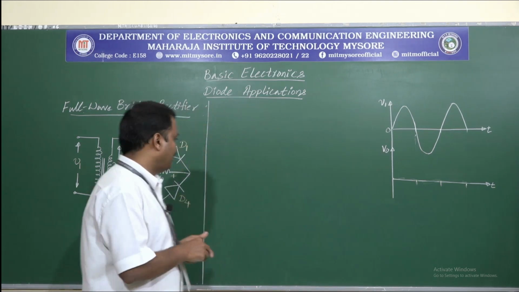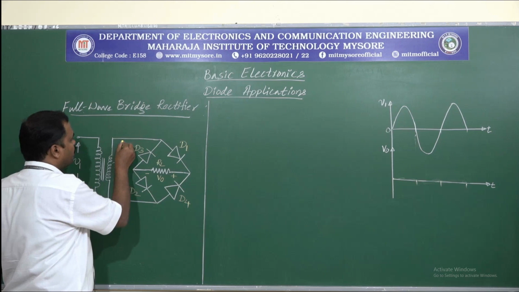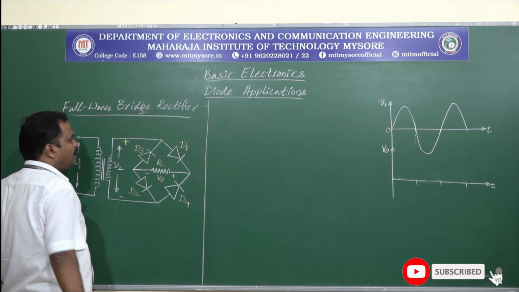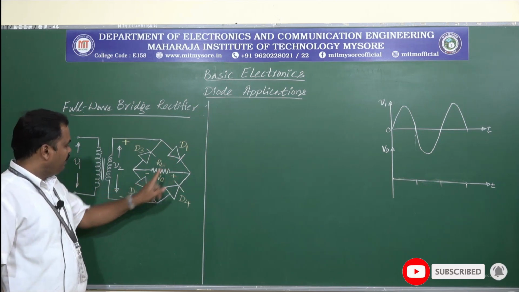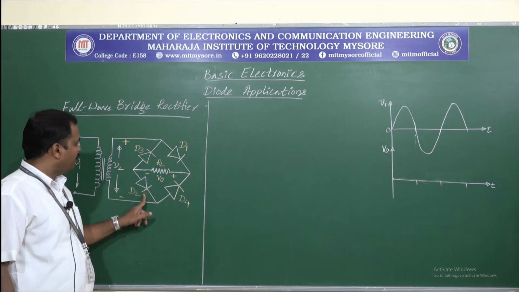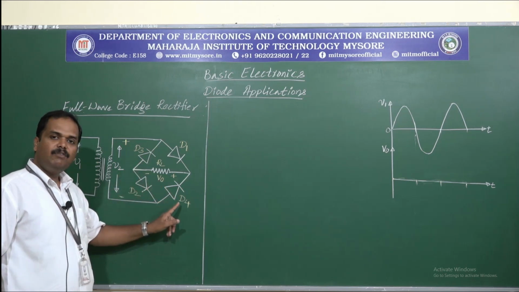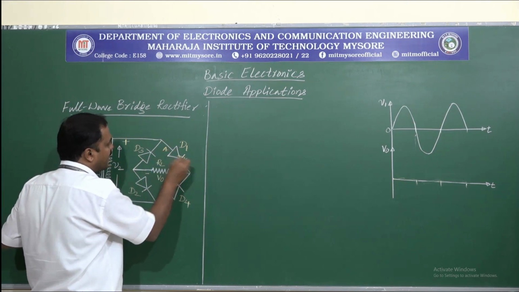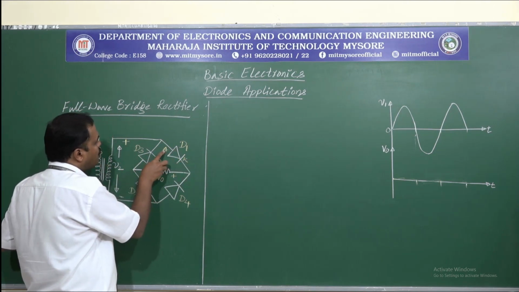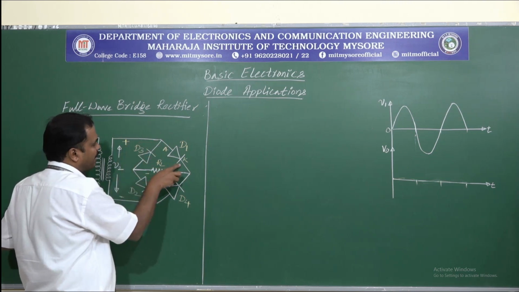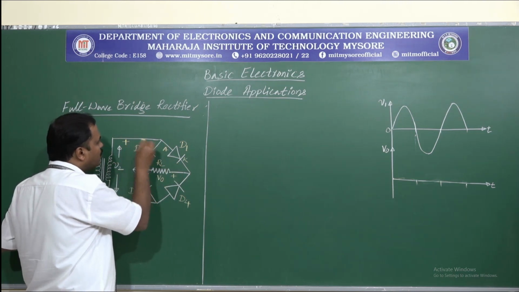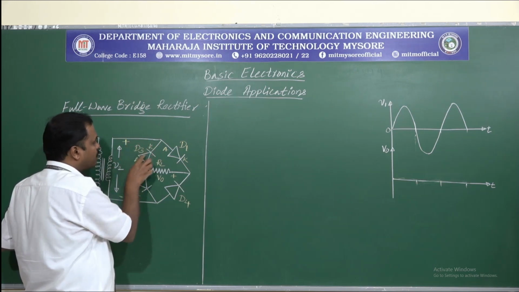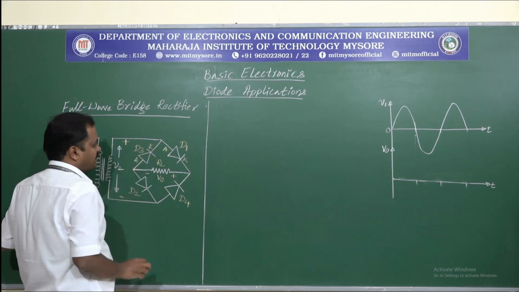Now during positive half cycle, this point is going to be made positive with respect to this node. So this makes diodes D1 and D2 forward biased, whereas diodes D3 and D4 will be reverse biased. Have a look at this. This is anode and this is cathode. So the anode of diode D1 is positive with respect to cathode, whereas this is the cathode terminal of D3. So D3's cathode has become positive. So D3 is reverse biased here.